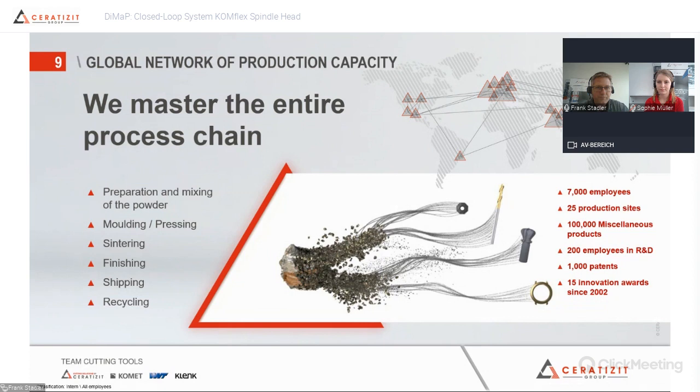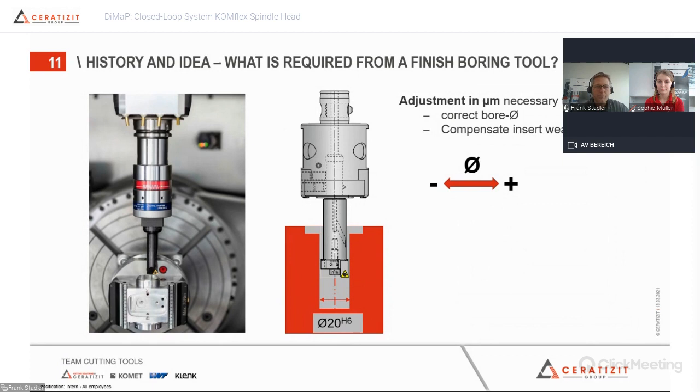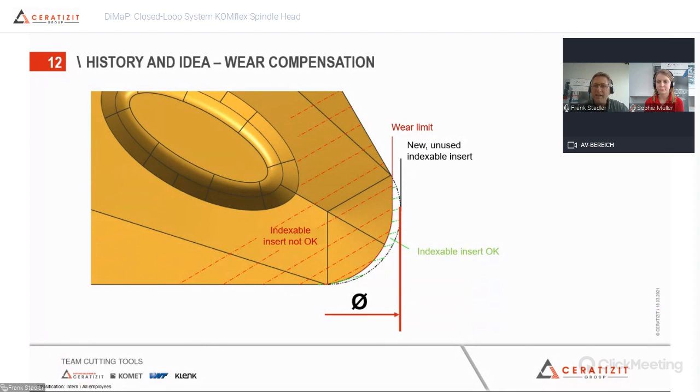Let us start with the history and the idea behind the KOMflex. Why do you need a fine spindle tool? A micron accurate adjustment is required to produce accurate fitting bores and to be able to fine adjust the wear of the indexable insert, for example, readjusting the cutting edge wear to the wear limit.